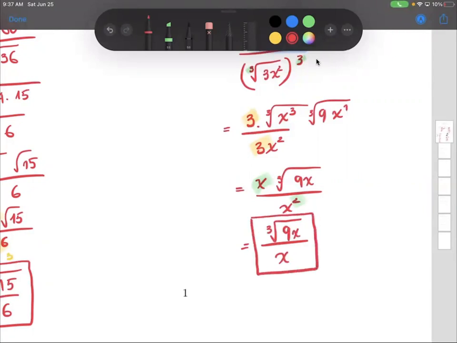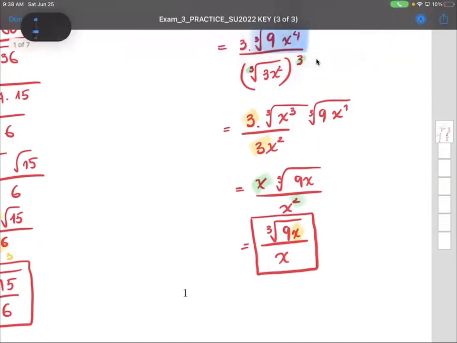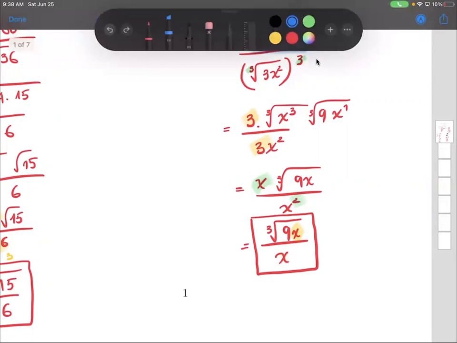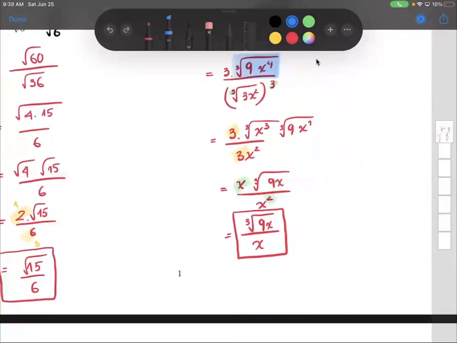And again, please do not simplify this x with this x in the bottom. Okay, I colored them two different colors because one of them is under the square root, the other one is not. They wear a different hat. Cannot simplify them. Okay. And that'll be your final answer.